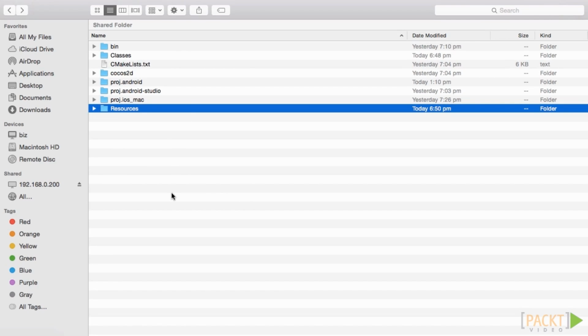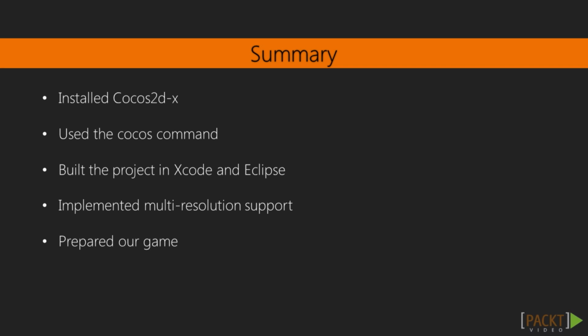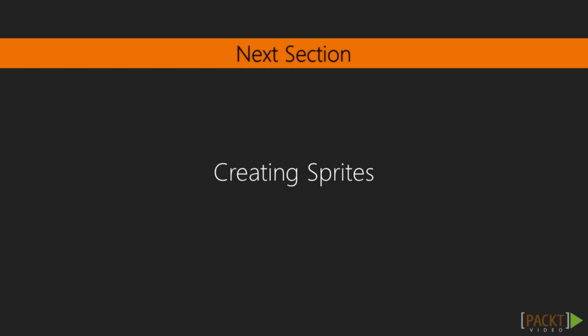That brings us to the end of the first section. We installed Cocos2d-x, then learned how to use Cocos command. We then built the project in Xcode as well as Eclipse. Finally, we implemented multi-resolution support and prepared our game. In the next section, we can start coding within this simple project. See you next time!